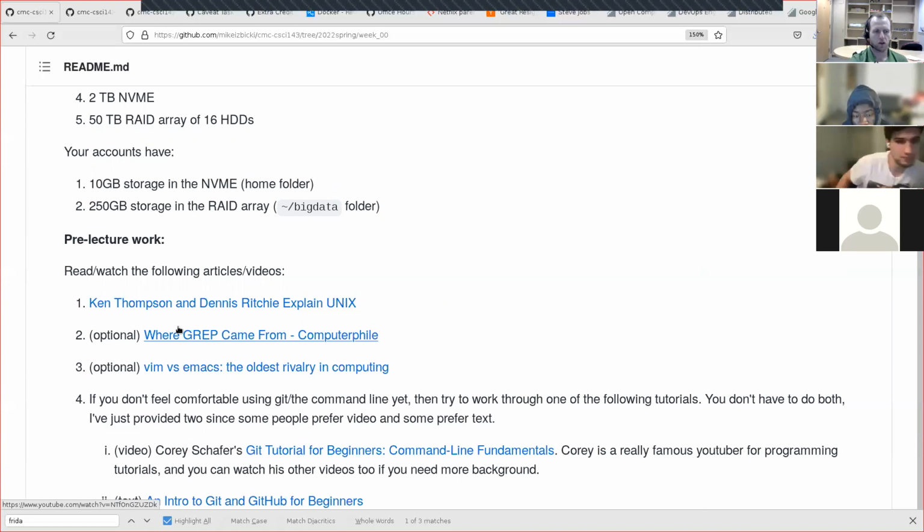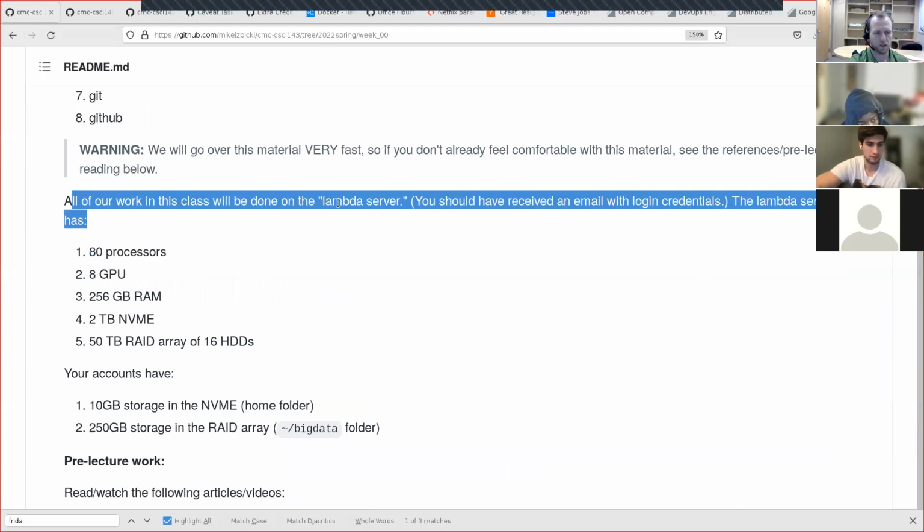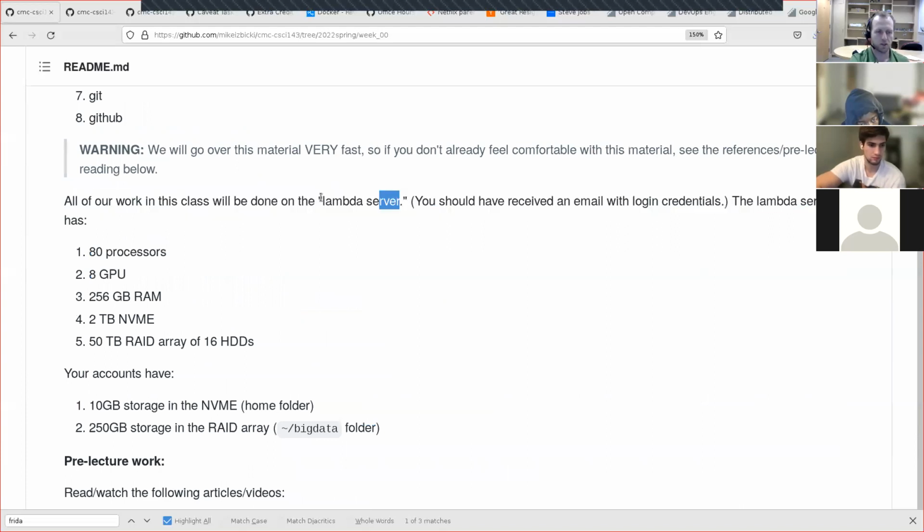Maybe another good pre-lecture task for Friday that I don't have written here explicitly is that you all should have some login credentials to this Lambda server, and you should try to make sure that you're able to log into the server and that you have access to it, that's all working. That way on Friday, you'll be able to follow along during lecture, and you'll also be able to actually start working on this week's lab and homework assignment.